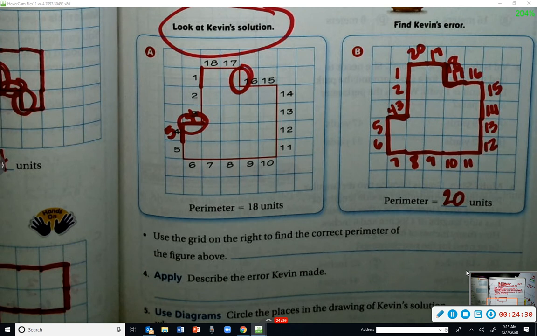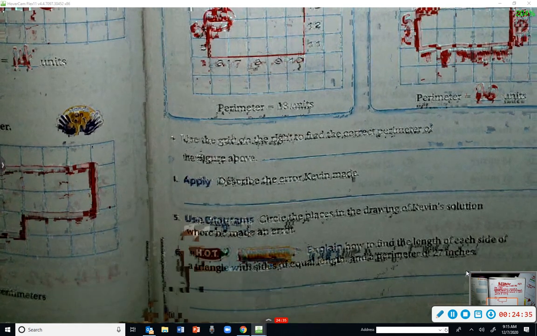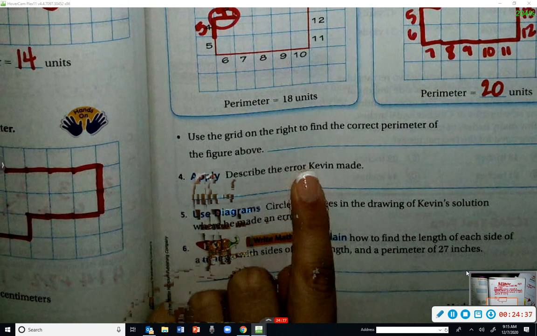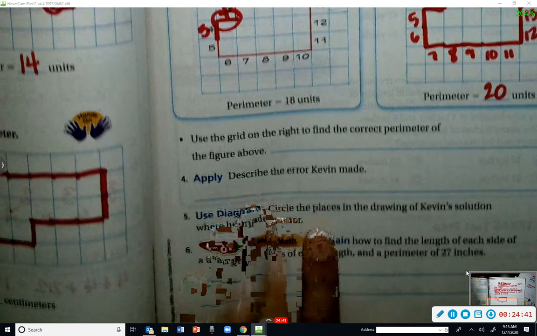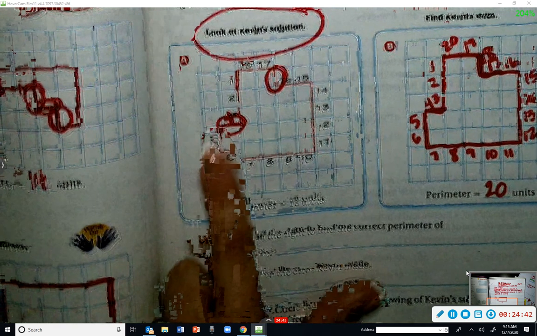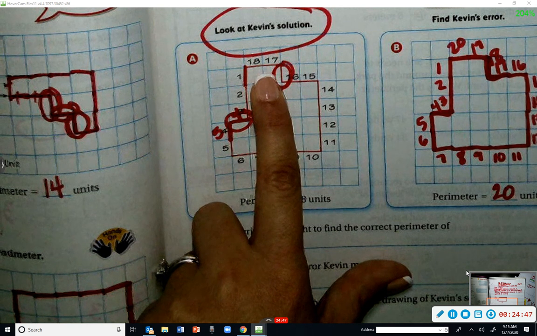Okay, and we've already done each of these steps. We described the error, we said it out loud. We used the diagrams to circle the places he messed up. So he messed up here and he messed up here.